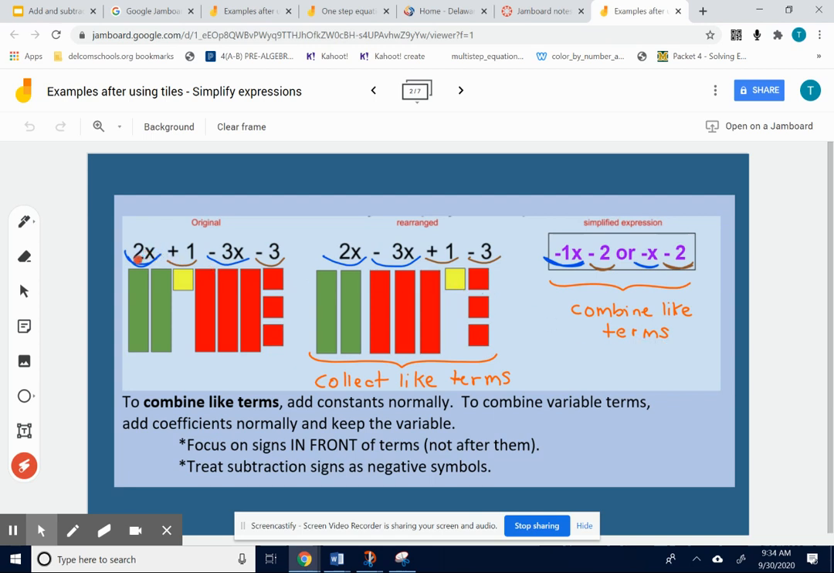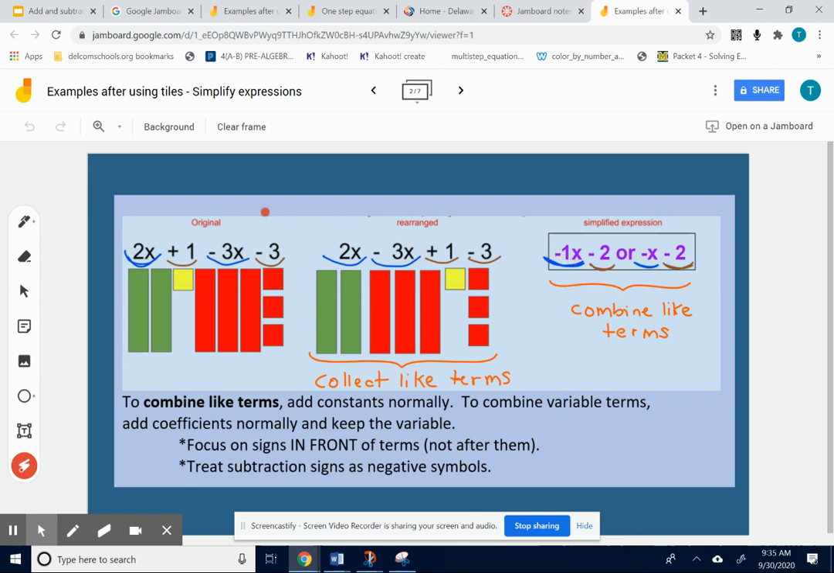Okay, notice that to get my final answer, if I combine 2x and negative 3x together, all I really need to do is add 2 and negative 3 together and keep the x. Okay, 2 plus negative 3 is negative 1. Keep the x. Okay, so there's my negative 1x.